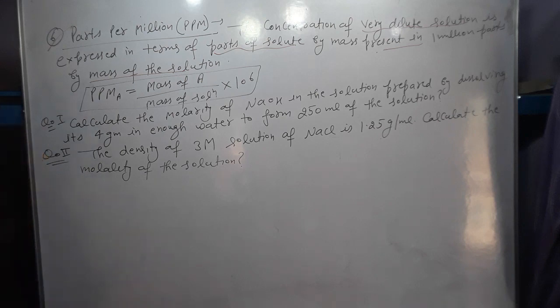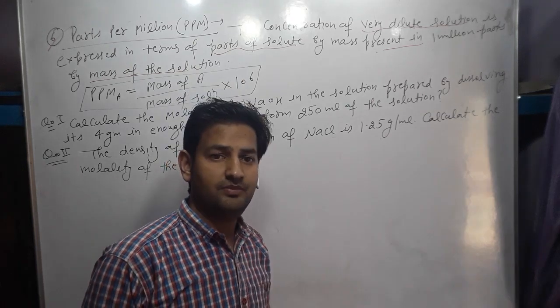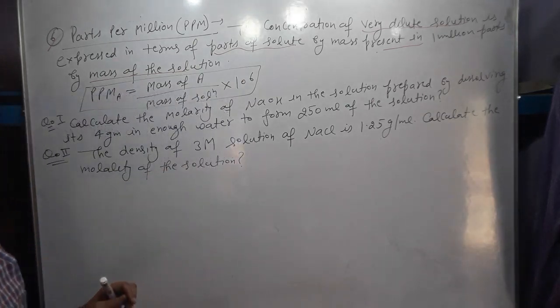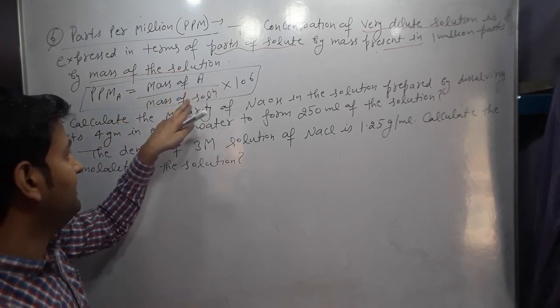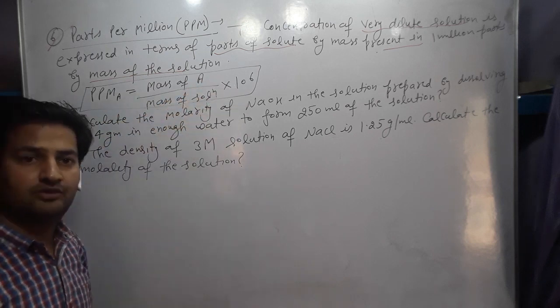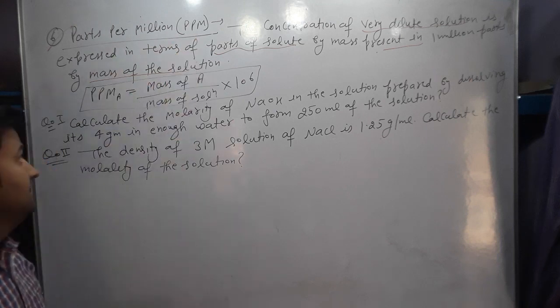That means in 1 million parts, the amount of solute which is present, 10 to the power 6 is a million. So we can calculate here ppm is equal to mass of A by mass of solution into 10 to the power 6. So we can calculate its parts per million.